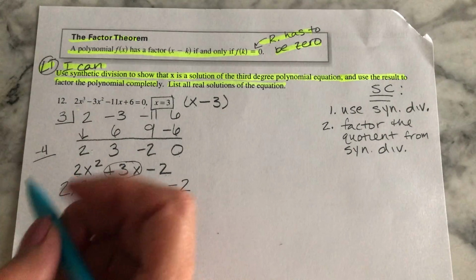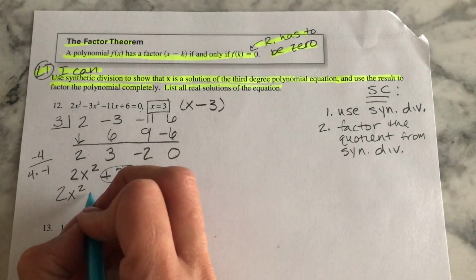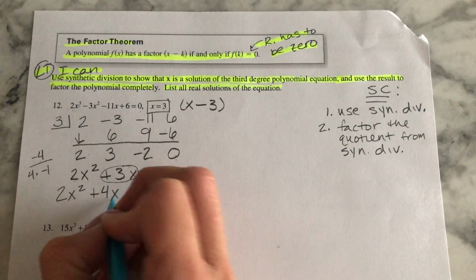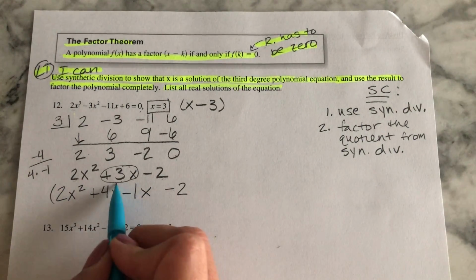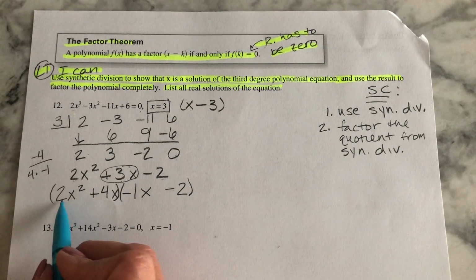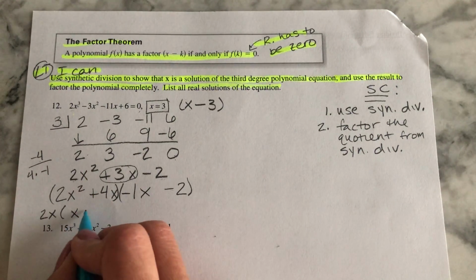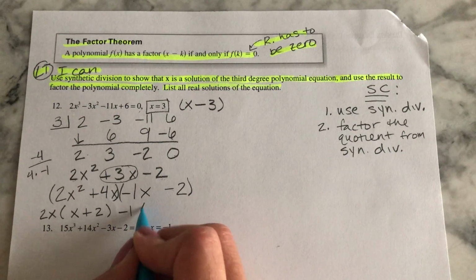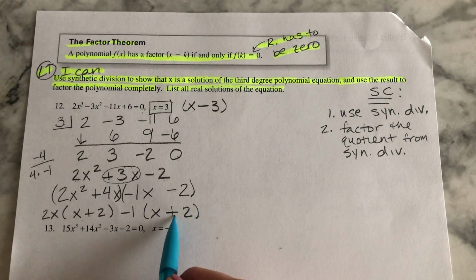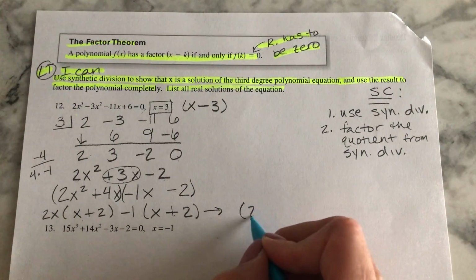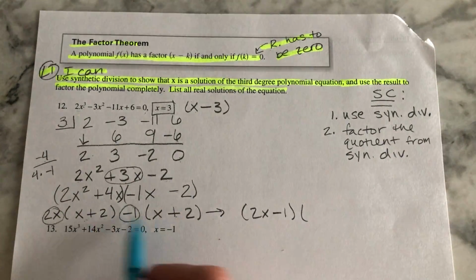So that would be 4 times -1. So I'm going to replace 3x with 4x minus 1x. All right, then I'm ready to group. I'll pull out my 2x here, and pull out a -1 here. They're the same, so we're on the right track. So it's factored as 2x minus 1, and then x plus 2.